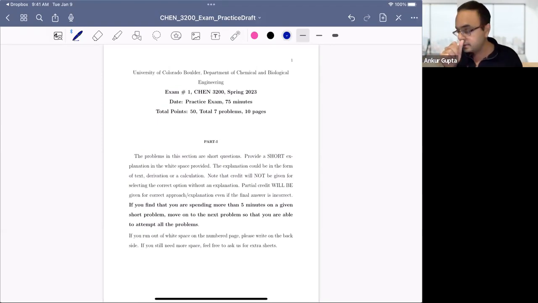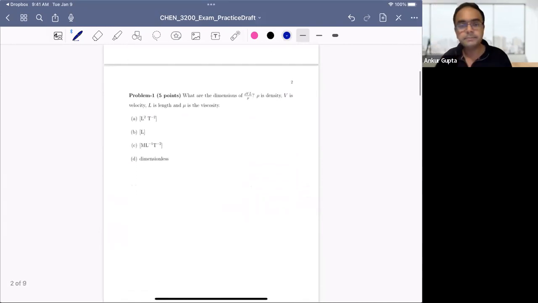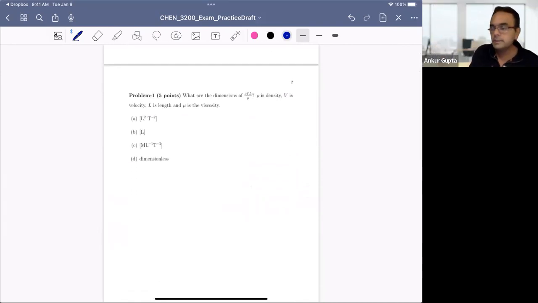And then there's a comment that you shouldn't spend more than 25 minutes on the conceptual questions, 5 minutes each. So about 25 to 30 minutes. The remaining time you should budget for the long problems. This is, of course, an approximate number to keep in mind. And if you need more space, you can always write on the back. All right. So let's start.